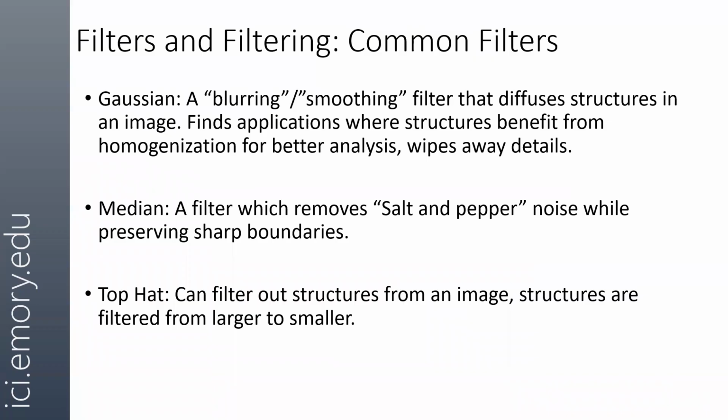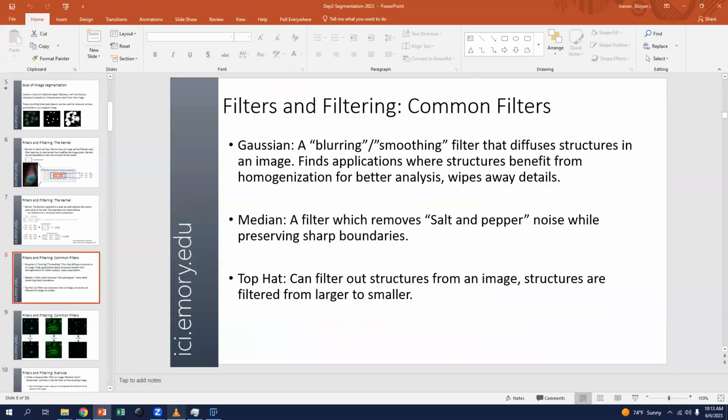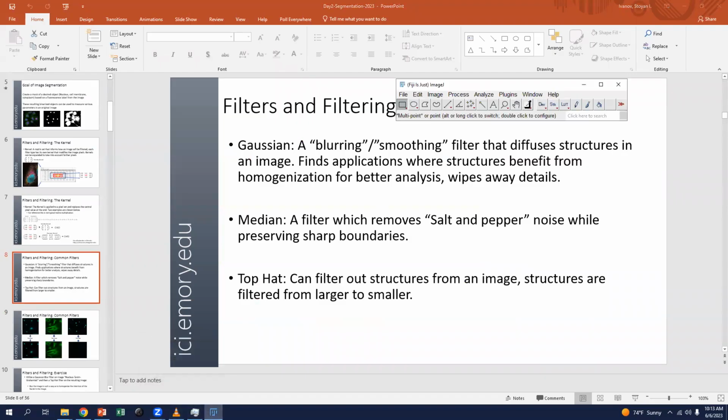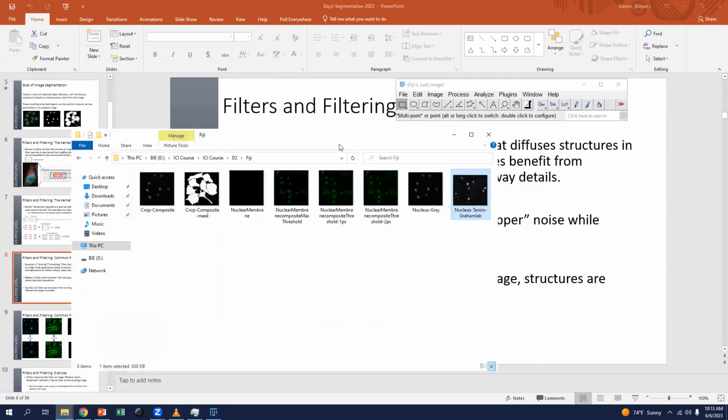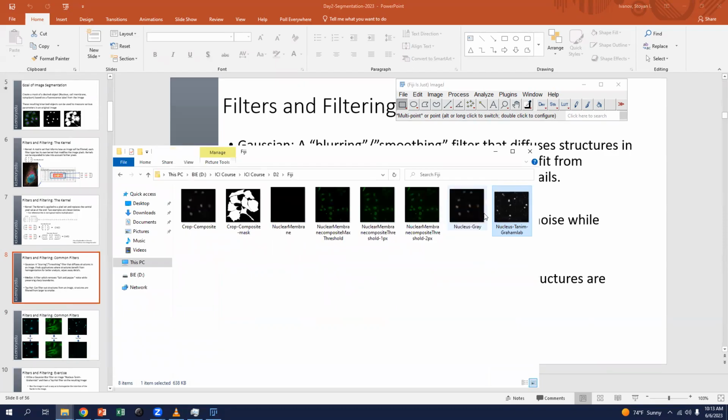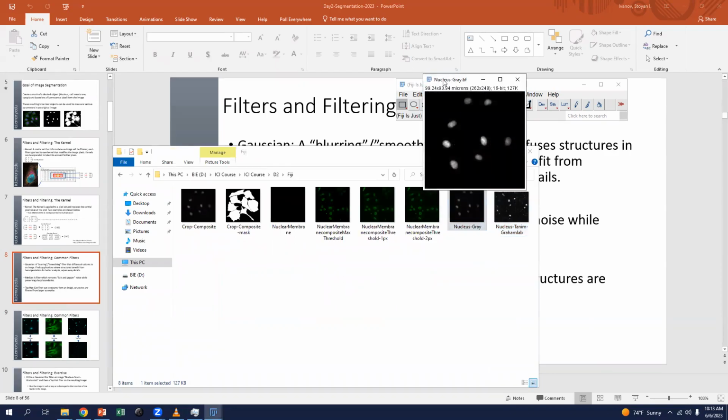So, some common filters, I use these almost daily. A Gaussian is a blurring filter. It uses a Gaussian distribution to smooth out an image. So what do I mean by that?